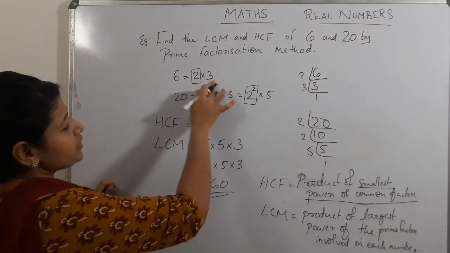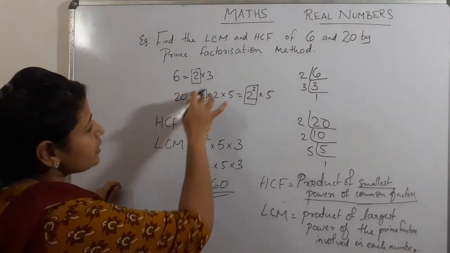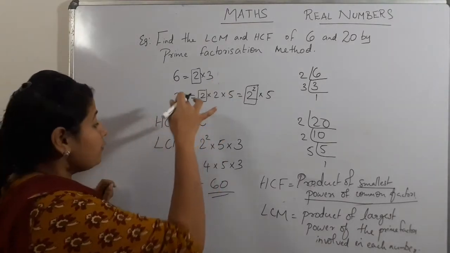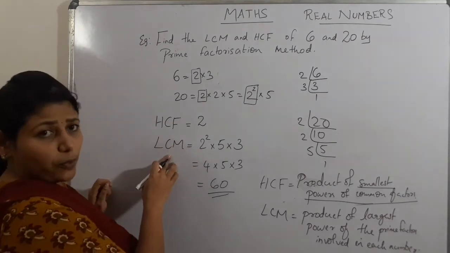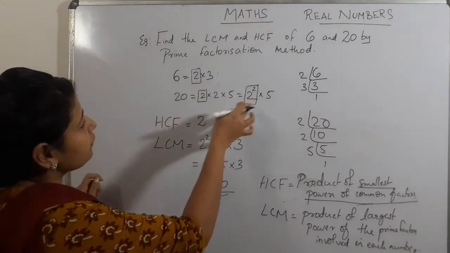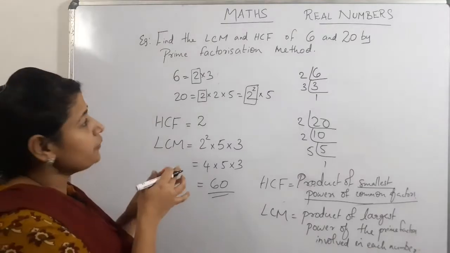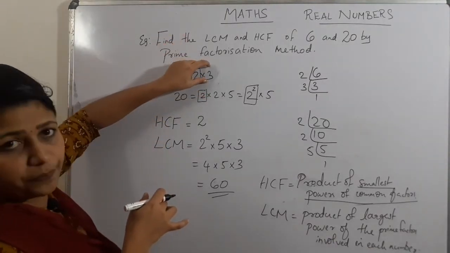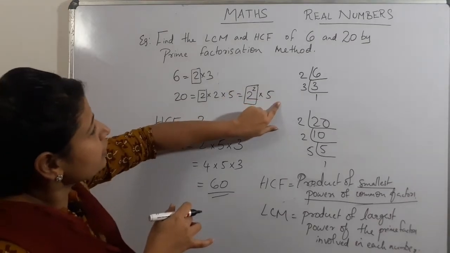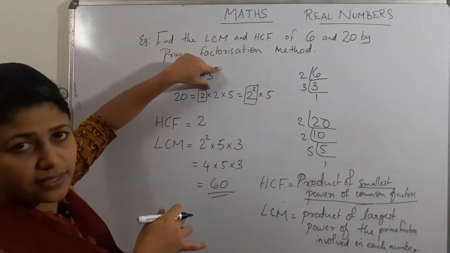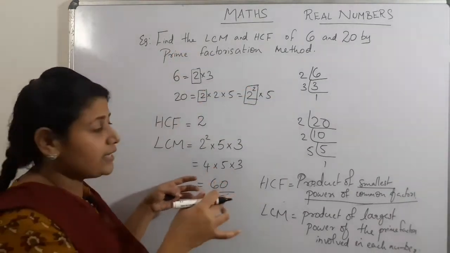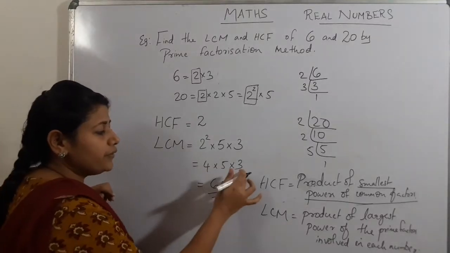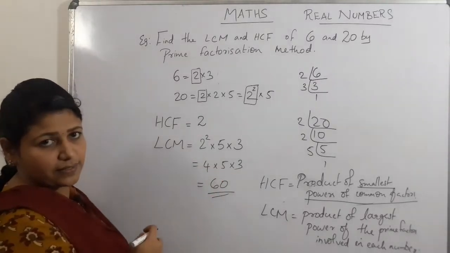Here 3 is a factor of 6, but 3 is not a factor of 20. When we are finding LCM, there is no problem if the factor is not there in both the numbers. If it is only once happening, no problem. You can take this 3. Here we cannot find 3, then also we can take this 3 for finding the LCM. So we will take 4 into 5 into 3. Just like that we are getting 60.